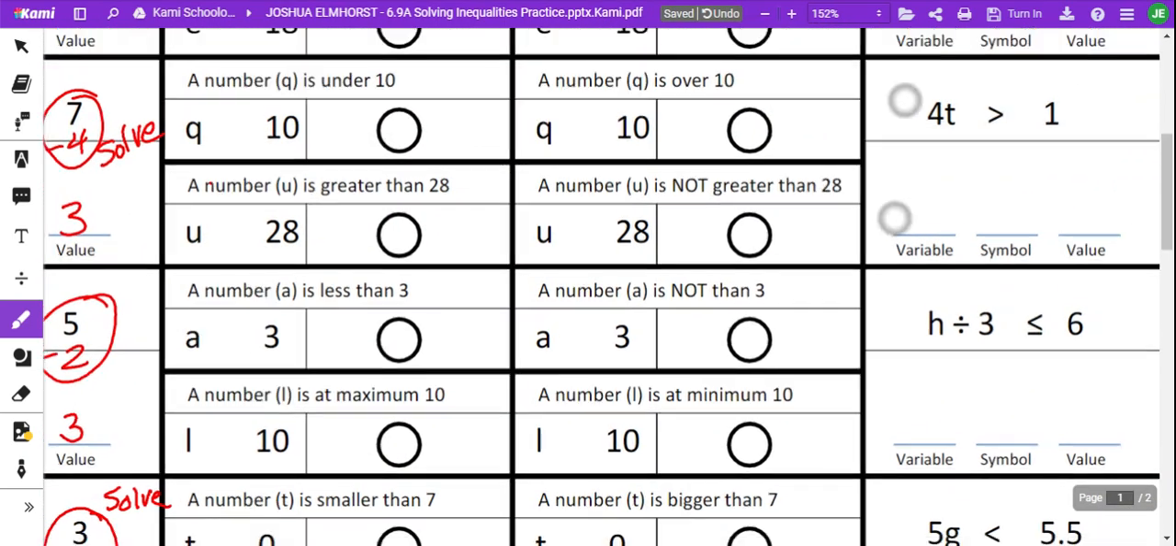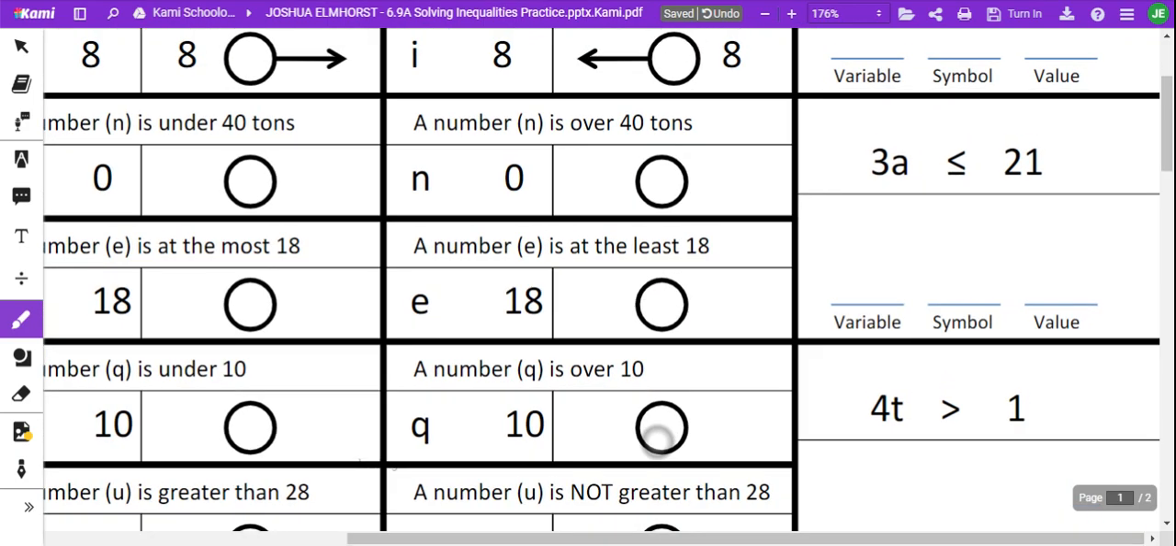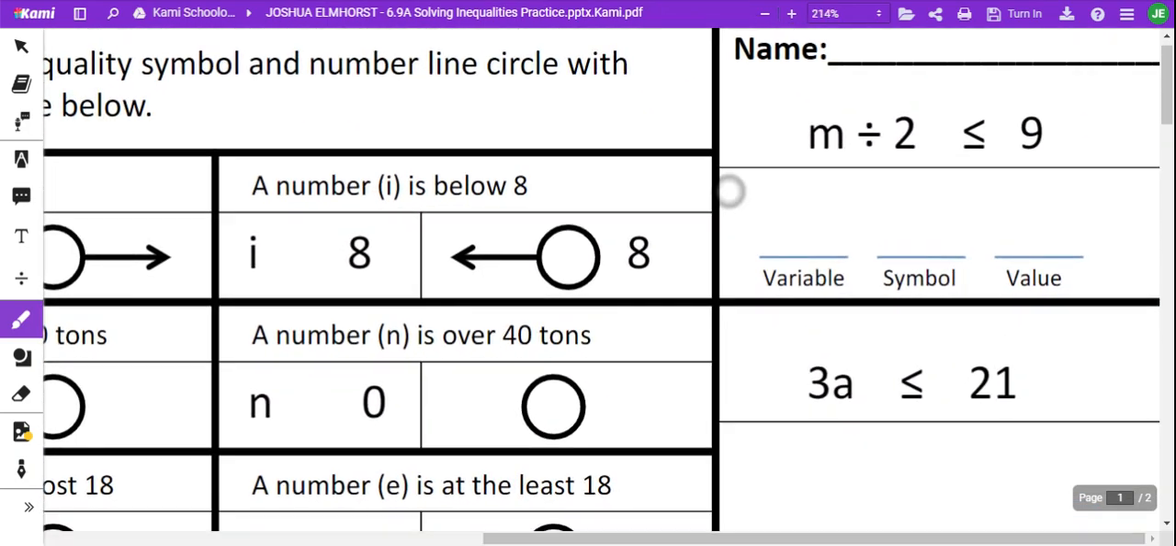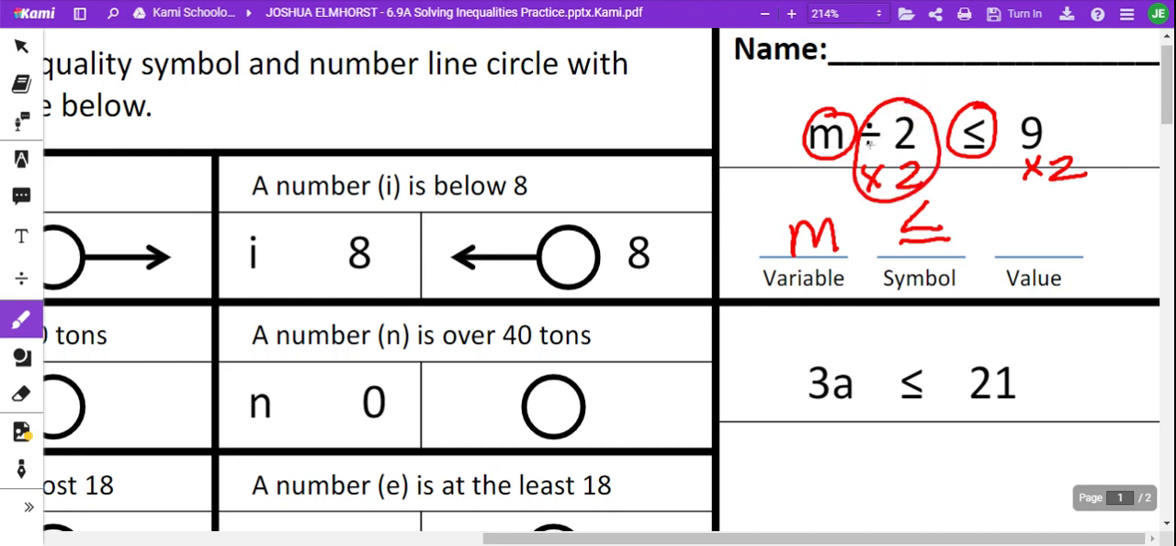All right, let's head over here to the right. That was adding and subtracting. So now we're going to do the same thing here. Variable, symbol, and now the solve. The opposite of dividing is multiplying. So you have m is less than or equal to.